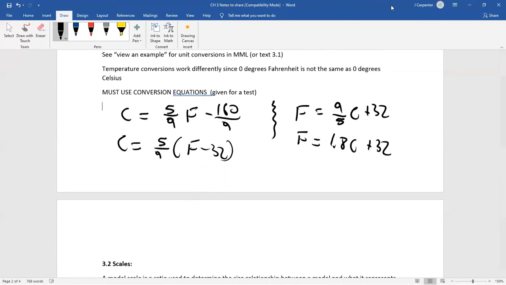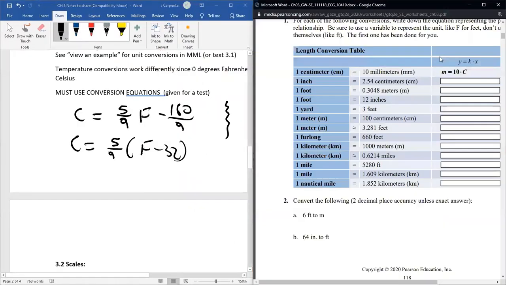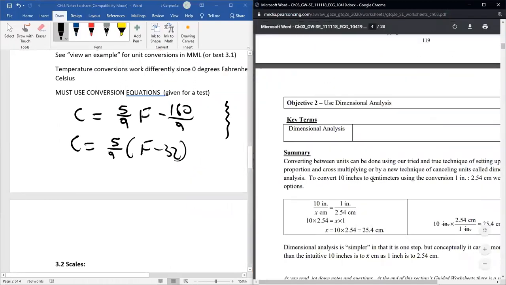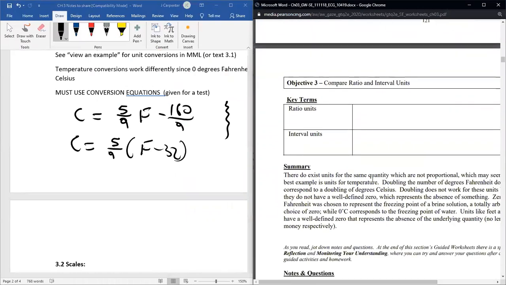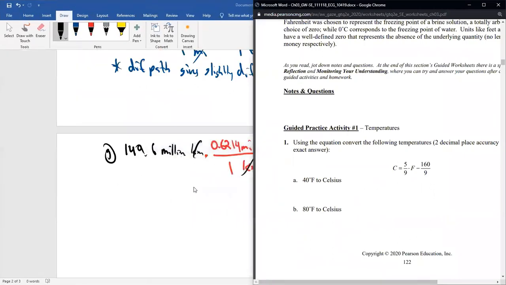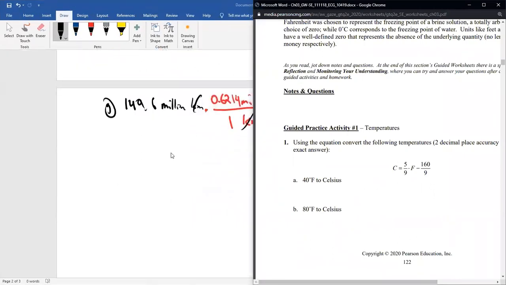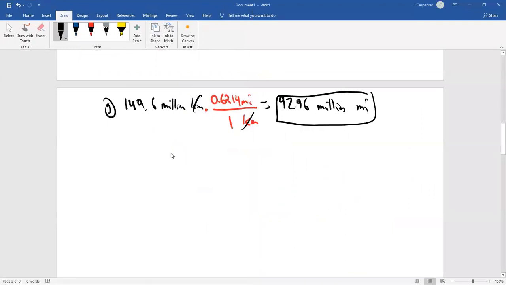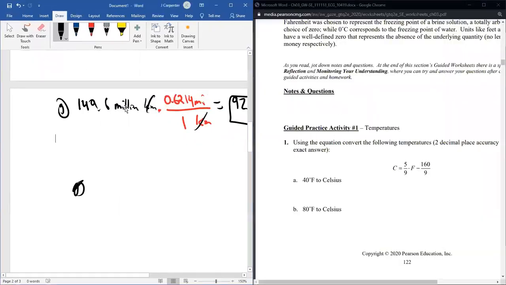So what we'll do for the last bit, and again, I will do at least one more next time because I'm only going to have time to do one of these. Let's do 1A from the guided activity, on page 122. Technology, always fun. Okay. So we're going to convert 40 degrees Fahrenheit to Celsius.